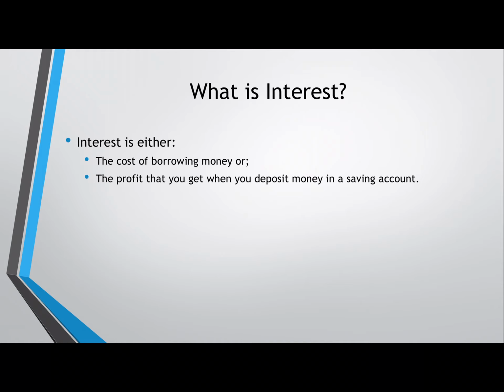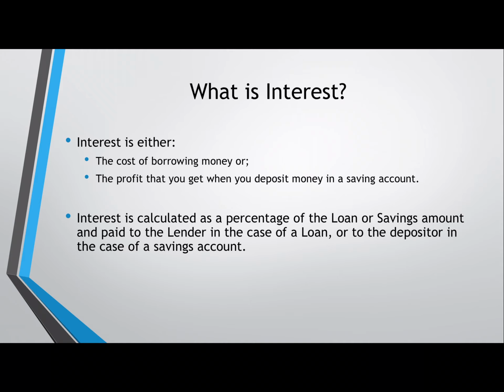So there's two options for interest. It's either the cost of borrowing money, or it's the profit you get when you deposit money into a savings account. Interest is calculated as a percentage of the loan or savings amount, and if you have a loan, it's paid to the lender, or is paid to the depositor in the case of a savings account. A savings account is where you're putting money into the bank, and whoever put the money in is the depositor, and they get the interest. Or if you've borrowed money, then you have to pay your interest to the person you've borrowed it from.